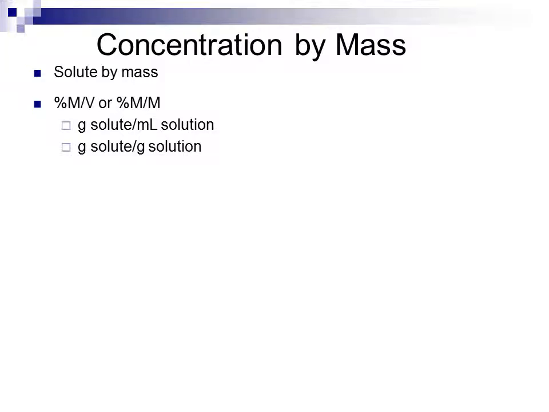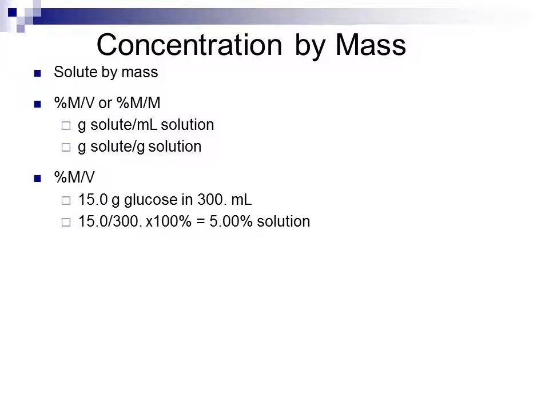So as an example, a percent mass volume solution would be made if I had, for instance, 15.0 grams of glucose dissolved in 300 milliliters of solution. I would take the mass of the glucose and divide it by the volume of the solution, 15 divided by 300, express that as a percentage by multiplying by 100%, and in this case I would get a 5% solution mass volume. This is very common in medical instances.